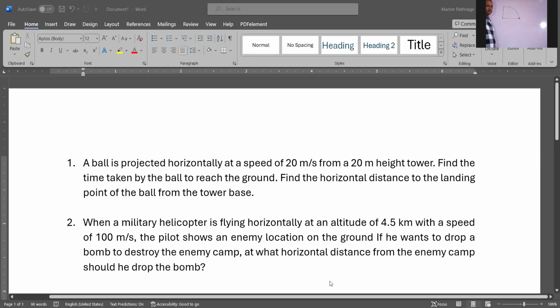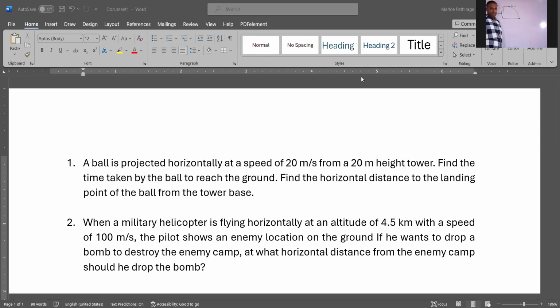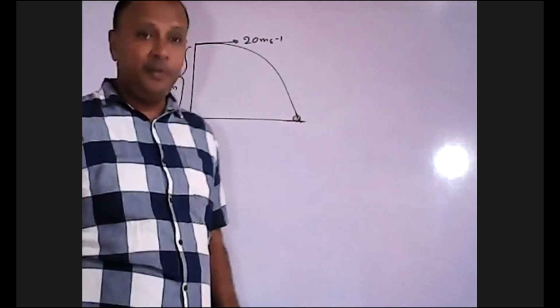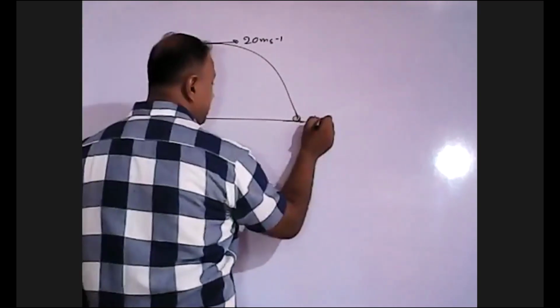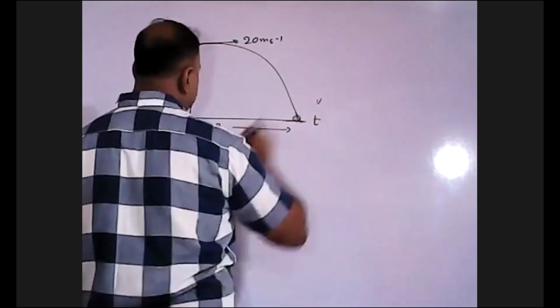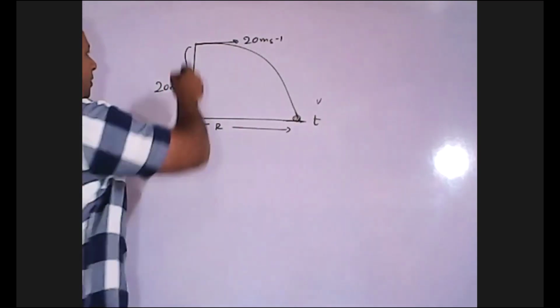The ball is projected horizontally at a speed of 20 m/s from a 20-meter height tower. You are asked to find the time and the horizontal range, and then the final velocity. From A to B.